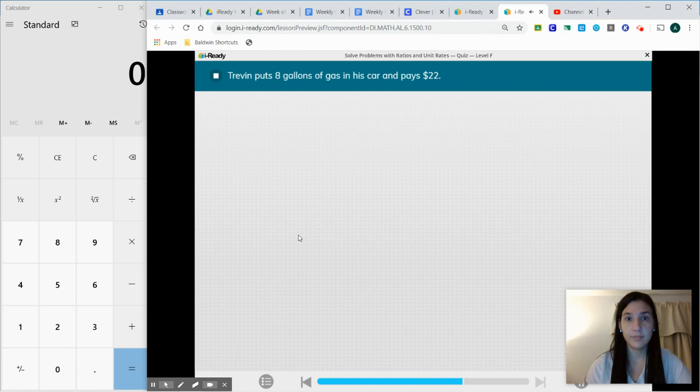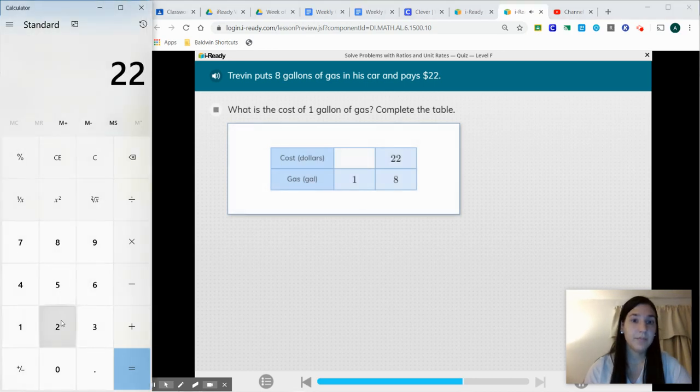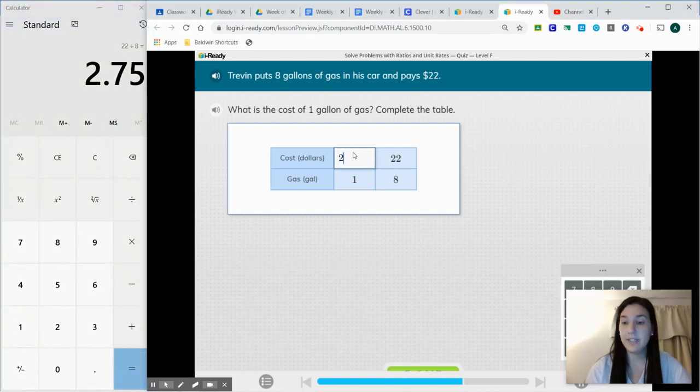Dragon puts 8 gallons of gas in his car and pays $22. Okay, so what is the unit rate, the cost of 1 gallon of gas? $22 divided by 8 gallons of gas. We see that each gallon of gas costs $2.75.